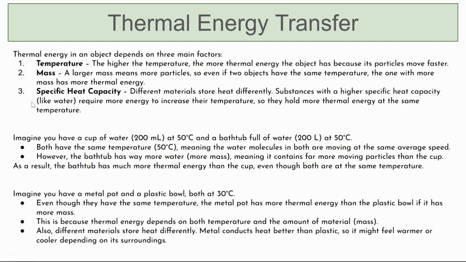Okay, now let's take a look at an example of specific heat capacity. So imagine you have a metal pot and a plastic bowl, both at 30 degrees Celsius. Even though they have the same temperature, the metal pot has more thermal energy than the plastic bowl if it has more mass. This is because thermal energy depends on both temperature and the amount of material, or mass. Also, different materials store heat differently. Metal conducts heat better than plastic, so it might feel warmer or cooler depending on its surroundings.